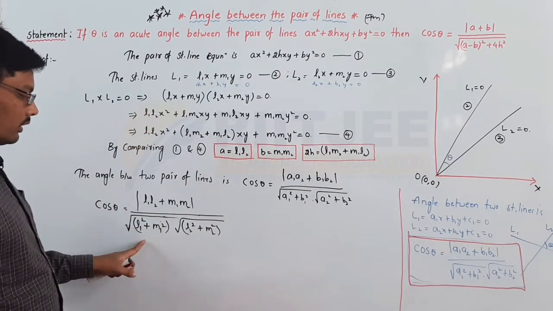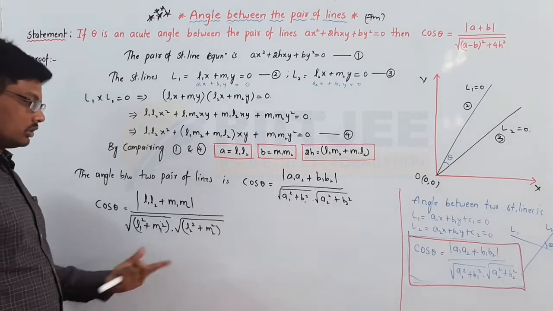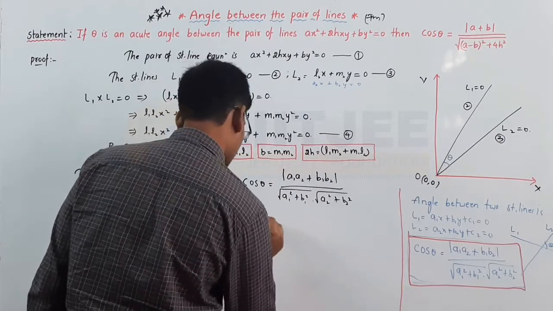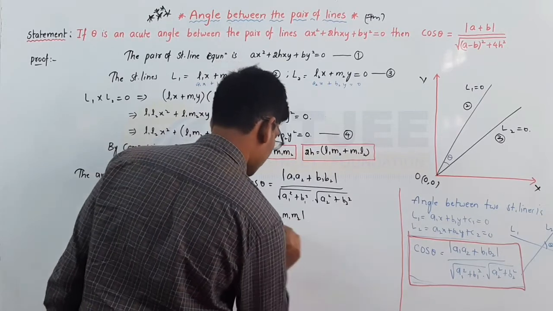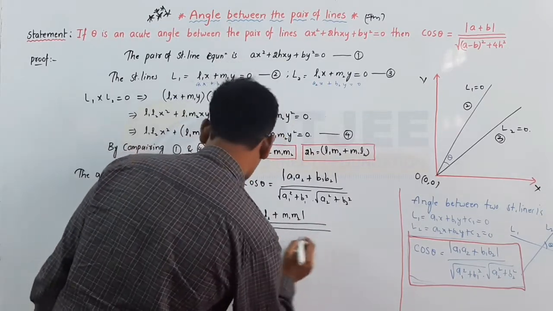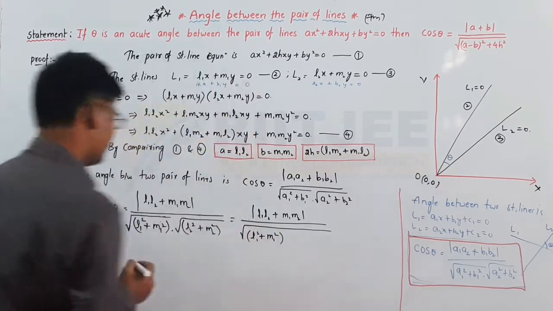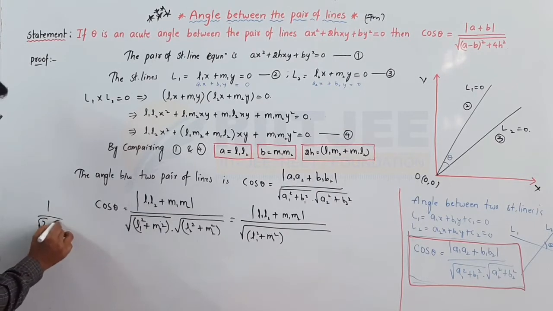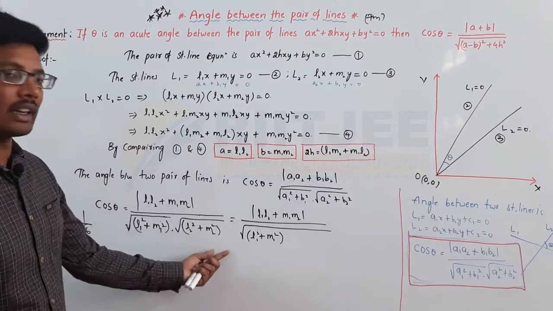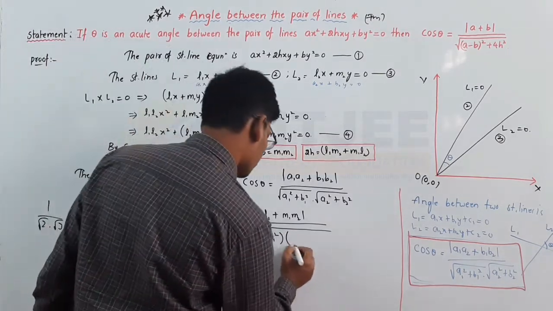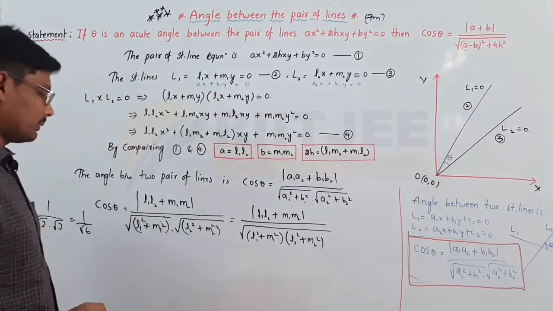So now the values are in separate roots. I am writing in a single root: L1 L2 plus M1 M2 divided by square root of L1 square plus M1 square. We can write like this, root 2 into root 3. For example, you can write directly 1 by root 6 if roots are in product. In that way, similarly I am multiplying these two terms, L2 square plus M2 square. Now let's multiply the terms here.